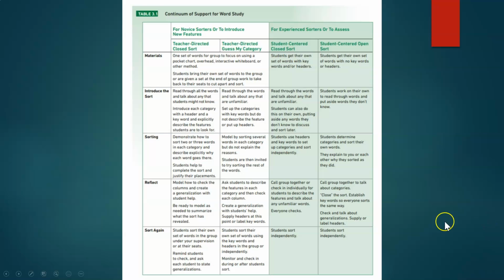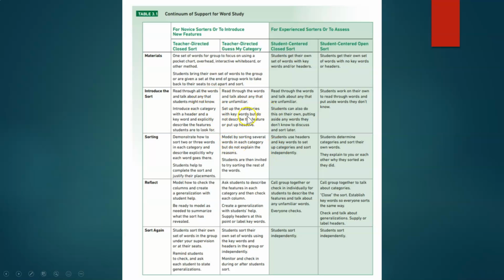So if you look at a continuum of support for word studies, here would be a novice sorter, and this is a more experienced sorter. All right, and for the novice sorter, we're usually introducing new features, or in the experienced sorter, we're looking to assess. And then we can have a teacher-directed, closed sort, or teacher-directed guess my category. So it gives you a rundown of how a lesson might look. And so I think this is a good little slide for you to see what you might do.